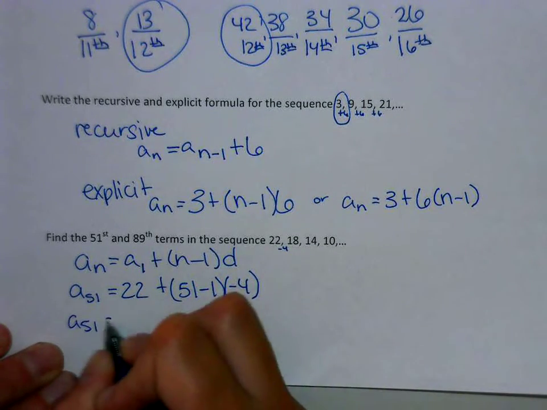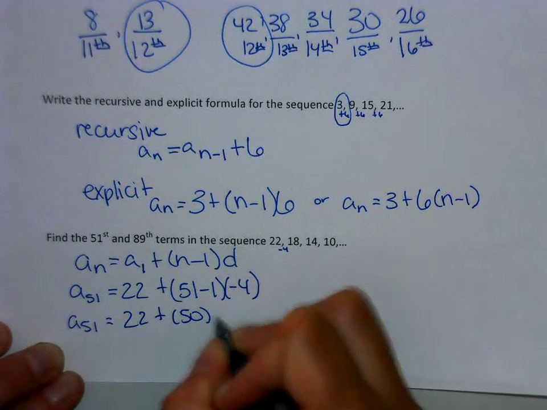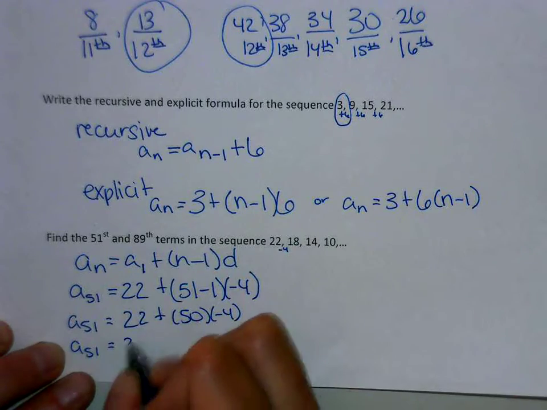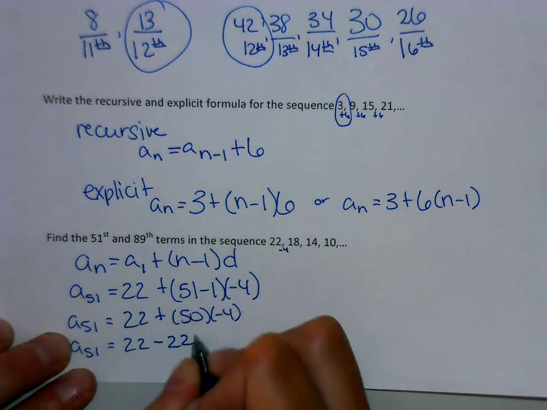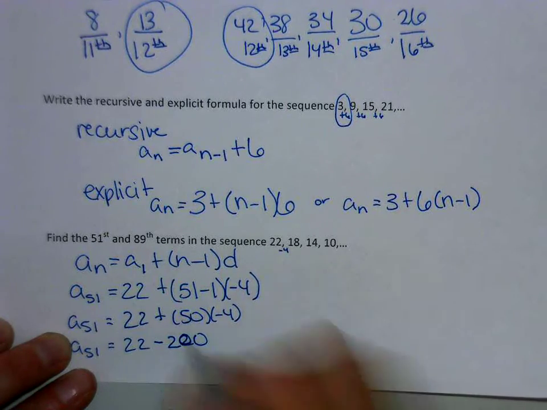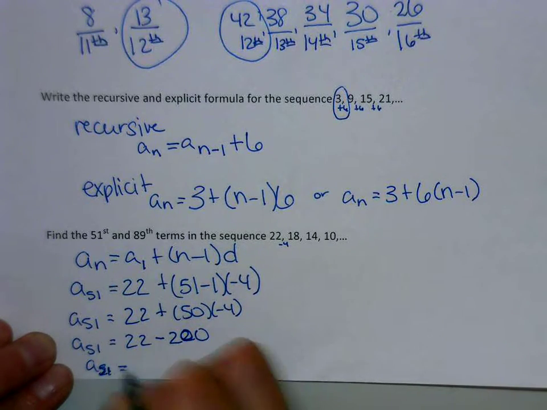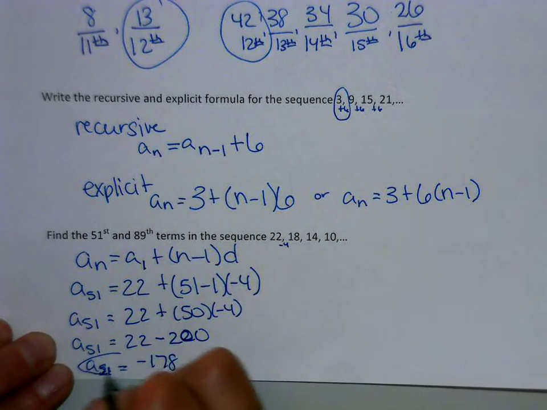If we simplify this out, 51 minus 1 is 50, times our negative 4. So 22, 50 times negative 4 is a negative 200. Sorry, negative 200. So then 22 minus 200 is a negative 178.